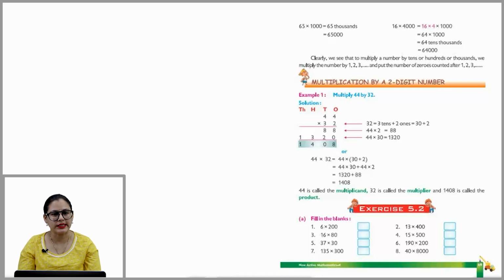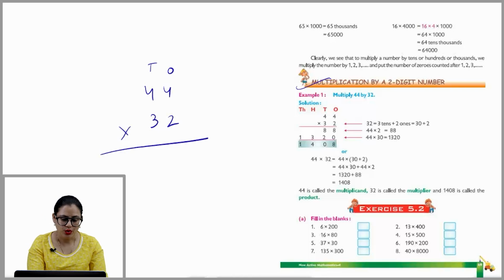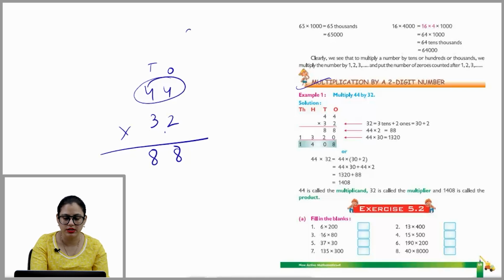Multiplication by a 2-digit number. Multiply 44 by 32. First you will arrange them in columns. So how do you multiply? See, 44, 32. Ones, tens. First you will multiply 44 by 2. 2 4s are 8, 2 4s are 8. Now you will multiply 44 by 30 because 32 is 30 plus 2.